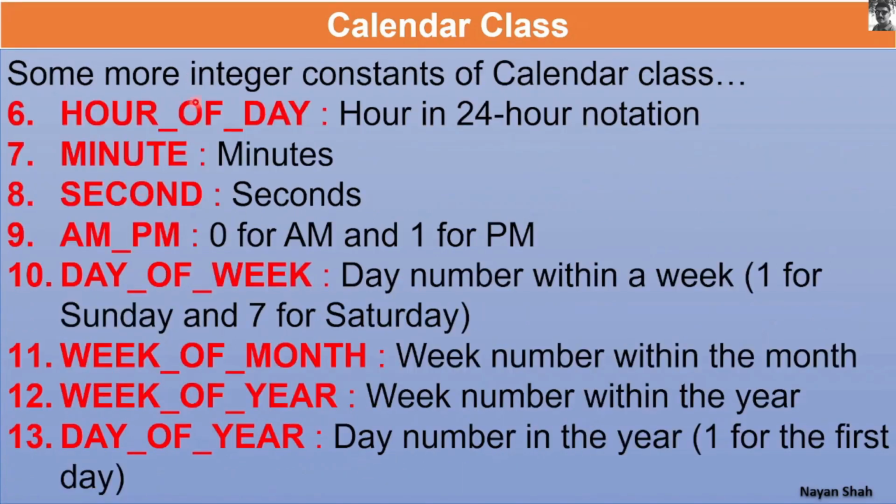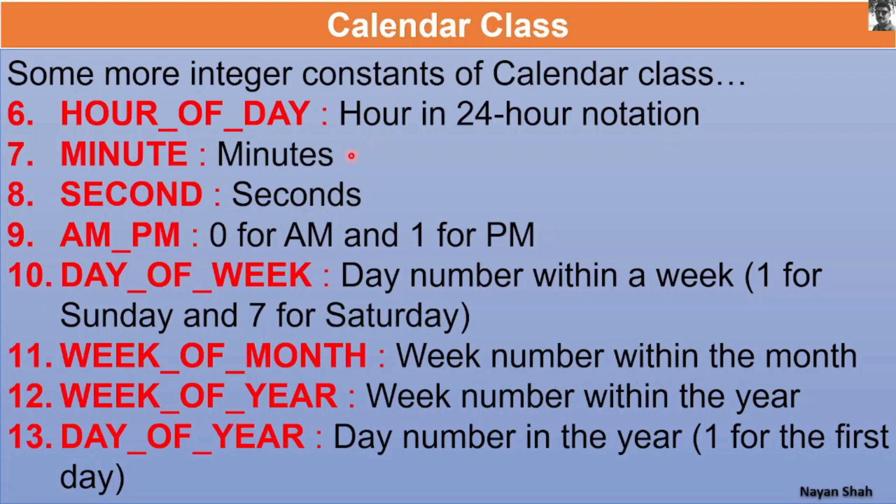But HOUR_OF_DAY is the other constant. Remember that all these words are separated by an underscore. So HOUR_OF_DAY uses the hour in 24-hour notation. Again a question can be asked: if the clock shows the time 3 p.m., then what will be the value of HOUR_OF_DAY? So if the clock shows 3 p.m., the value of the HOUR_OF_DAY constant would be 15, because HOUR_OF_DAY uses 24-hour notation, but HOUR would be 3. HOUR would be 3 and HOUR_OF_DAY would be 15.